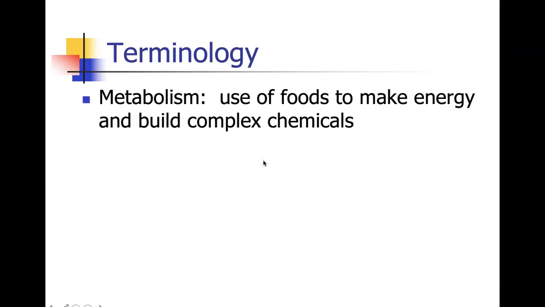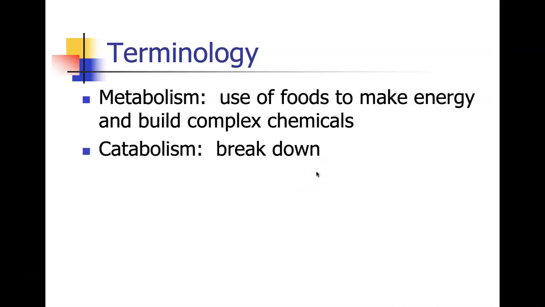So remember that metabolism is the use of foods to make energy and to build complex chemicals. Essentially, it's all of the chemical reactions happening in your body. Catabolism is breaking things down, while anabolism is building things up. So I always remember this as anabolic steroids. Anabolic is going to be building, right? So in anabolic steroids' case, it's taking a steroid in order to build muscle tissue.